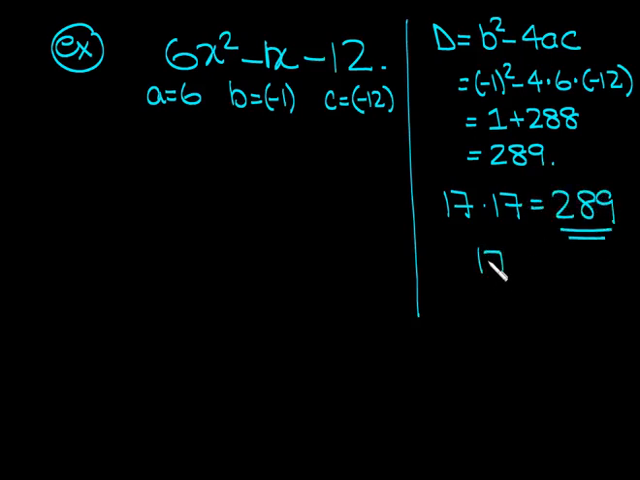That means 17 squared is 289. So 289 is a perfect square. That tells me what? That this polynomial can be factored. So let's go ahead and do it. So I use the AC method.